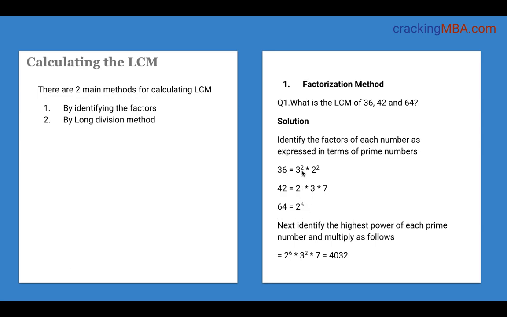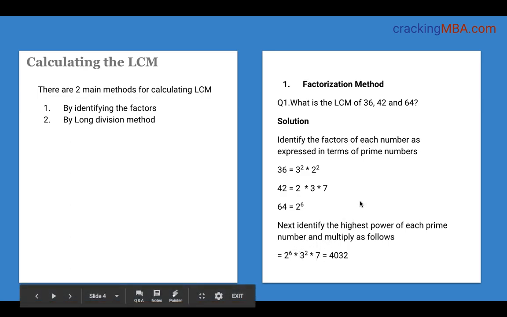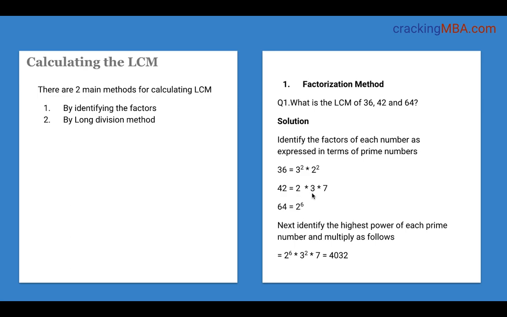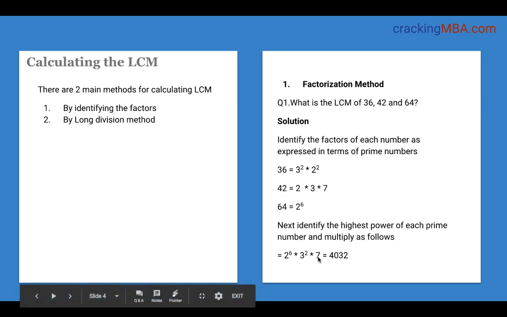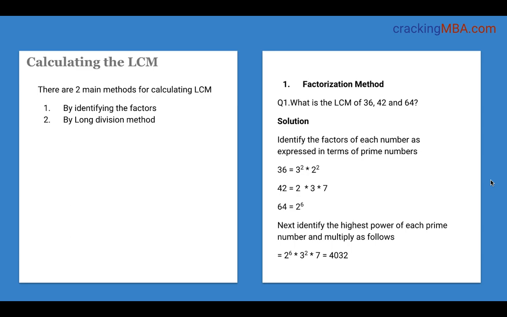So identify all the powers of each number in terms of the prime numbers. Okay, so 3, 2 and 7 are prime numbers and we are writing in terms of the powers of the prime numbers. Next, what you need to do is find the highest power of each prime number and start multiplying them. So in this case, the highest power of 2 is 2 power 6, the highest power of 3 is 3 power 2, and the highest power of 7 is 7 power 1. So we just multiply all of them, 2 power 6 into 3 power 2 into 7, and we get the LCM as 4032.